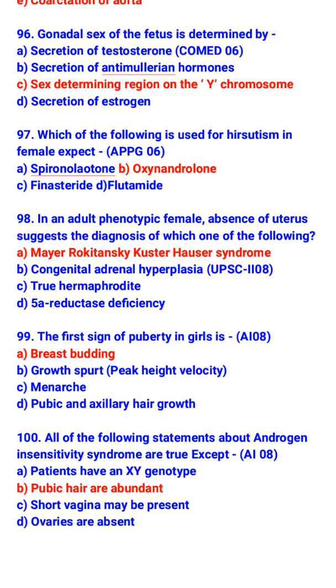All of the following statements about androgen insensitivity syndrome are true except. So what is true for androgen insensitivity syndrome is the patient has an XY genotype, a short vagina may be present, and ovaries are absent. What is not true is that pubic hair is abundant. Pubic hair is not abundant in androgen insensitivity syndrome.